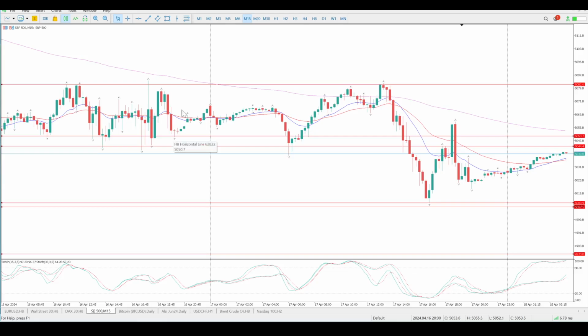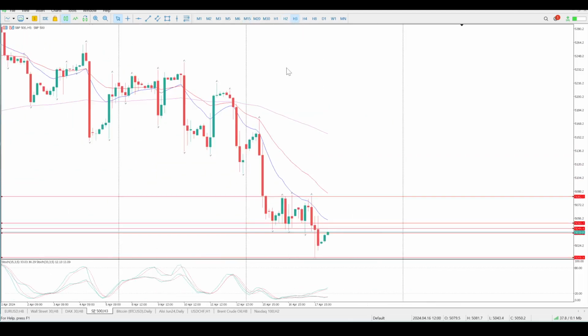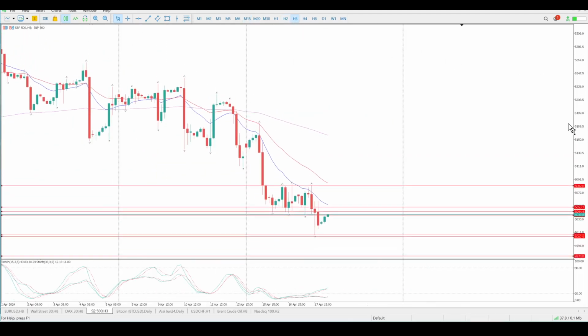So if you just look left, you can add that level in there as well. You can see we're already above this 50.38 or 50.39. We could very well reject one of these two levels here. But my view at the moment is we are probably just forming a bit of a channel.